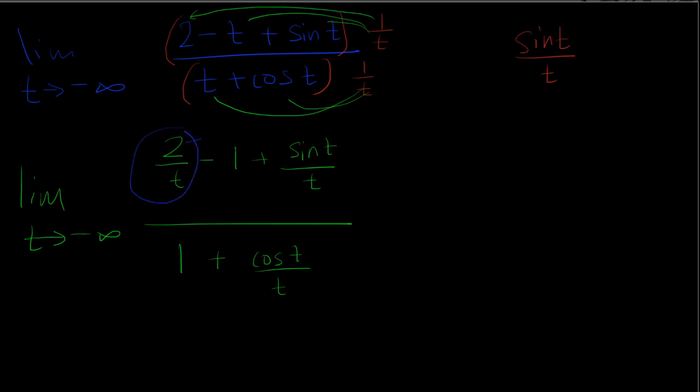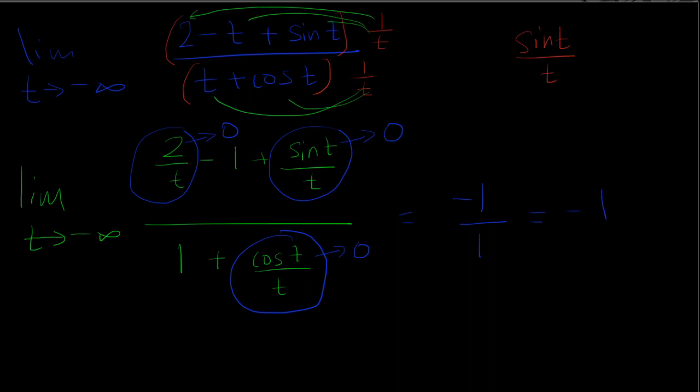2 over t is going to go to 0. Sine of t over t also goes to 0. Cosine t over t also goes to 0. So I'm left with negative 1 over 1, and so my limit is negative 1.